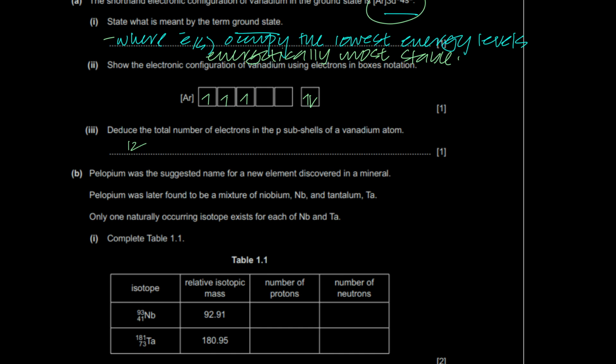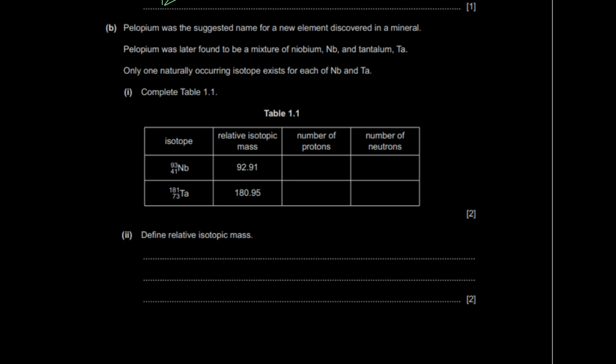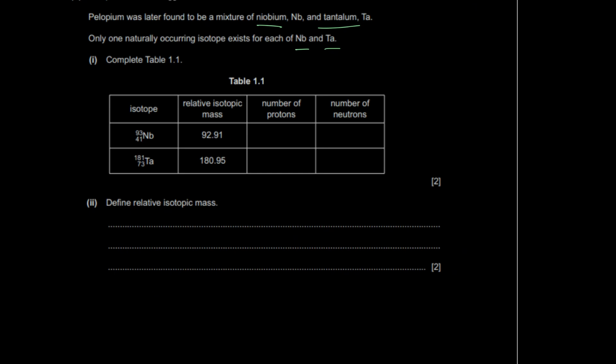Okay. Pelompium was the suggested name for a new element discovered in a mineral. Pelompium was later found out to be a mixture of niobium, Nb, and tantalum, Ta. Only one naturally occurring isotope exists for each Nb and Ta. Now it says how many protons and neutrons are there.